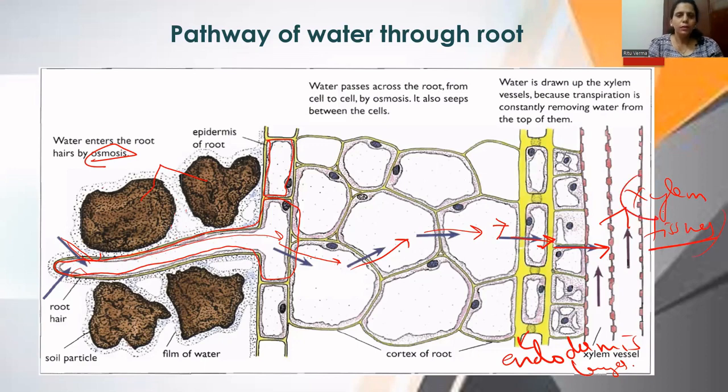So the pathway of water through the root is first root hair cells, then cortex cells, endodermis, and then finally to the xylem vessels. And now this xylem vessel will carry it to different parts of the plant. Now let's see, from this root hair cell till the xylem vessel, what are the different ways by which water moves?